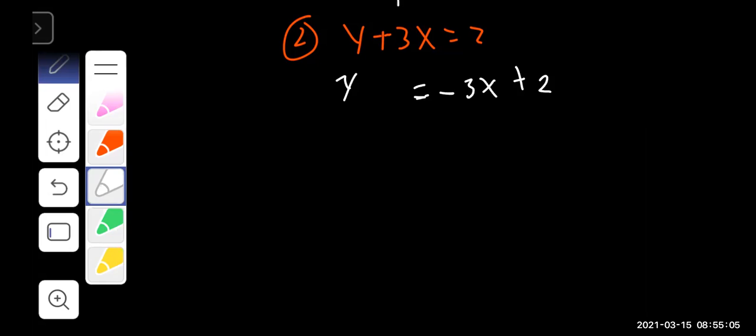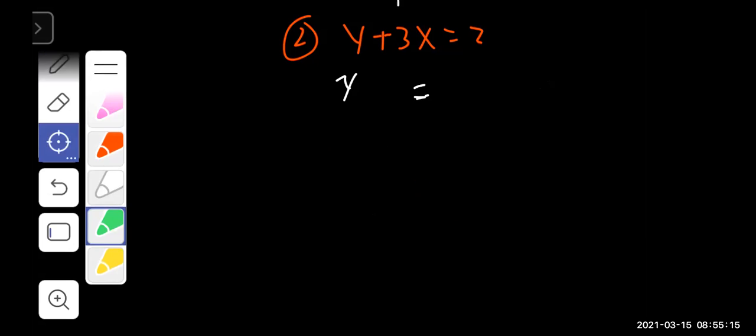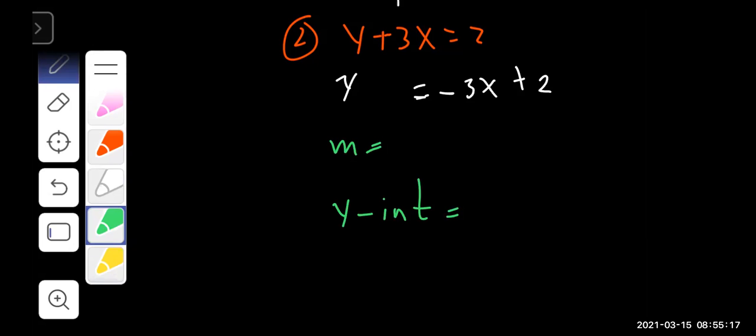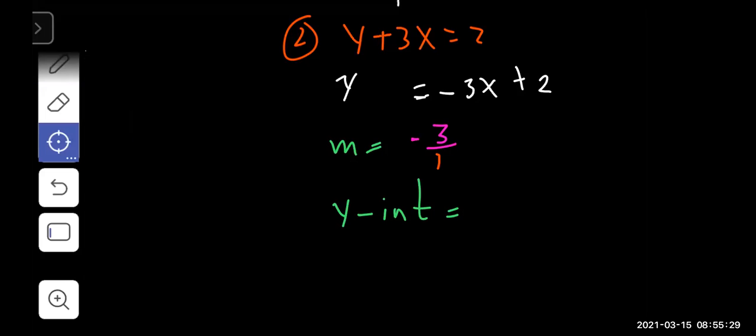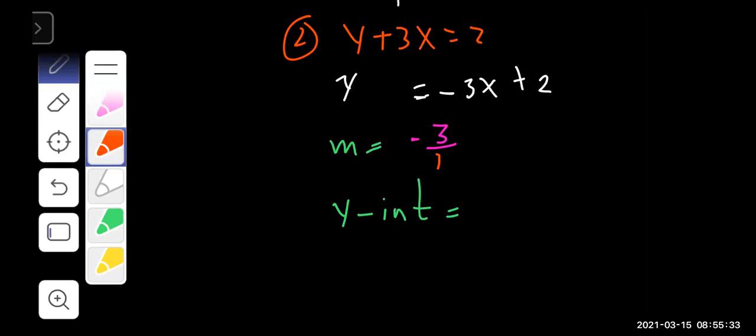Okay, now it's time to identify what? Slope and y-intercept. Can someone help me? What is the slope in this case? What is the x coefficient? Negative 3, right? And what is the denominator? I need a fraction, so just add 1. And what is the y-intercept? What is the number alone? Plus 2, which is 2.